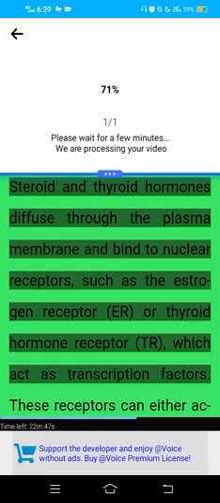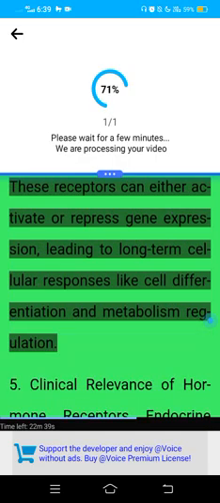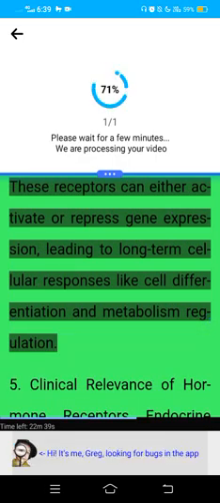Steroid and thyroid hormones diffuse through the plasma membrane and bind to nuclear receptors, such as the estrogen receptor, ER, or thyroid hormone receptor, TR, which act as transcription factors. These receptors can either activate or repress gene expression, leading to long-term cellular responses like cell differentiation and metabolism regulation.